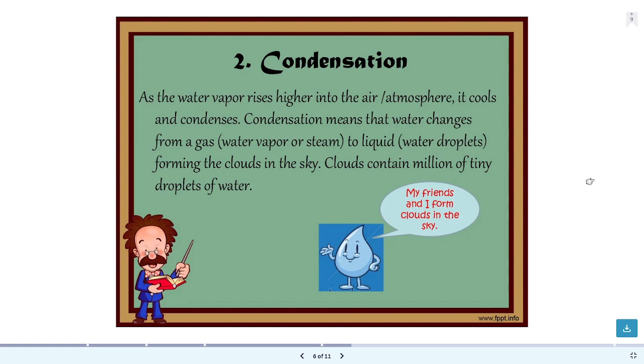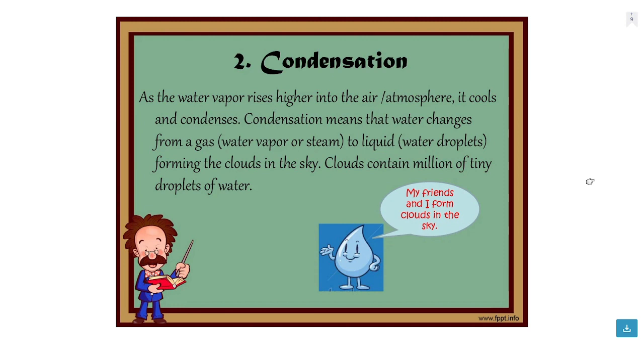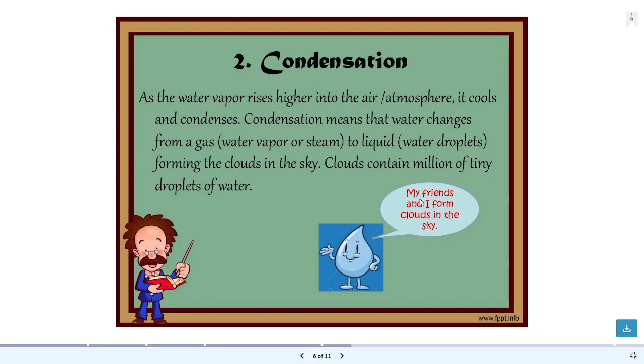Stage number 2, condensation. As the water vapor rises higher into the air or atmosphere, it cools and condenses. Condensation means that the water changes from a gas, or water vapor or steam, to liquid or water droplets, forming the clouds in the sky. Clouds contain millions of tiny droplets of water. "My friends and I form clouds in the sky," says the little droplet.